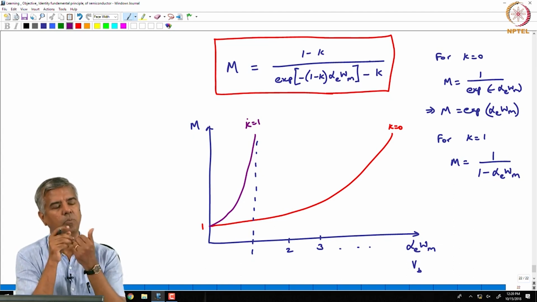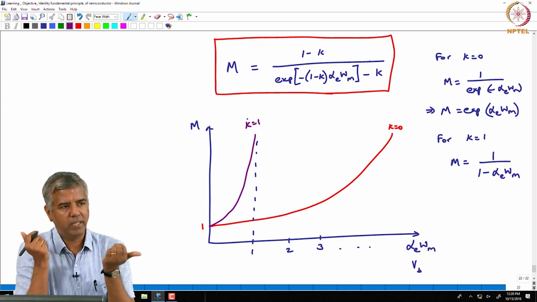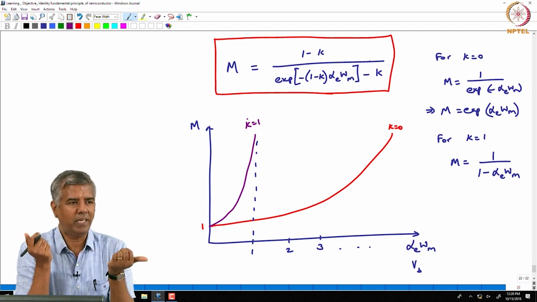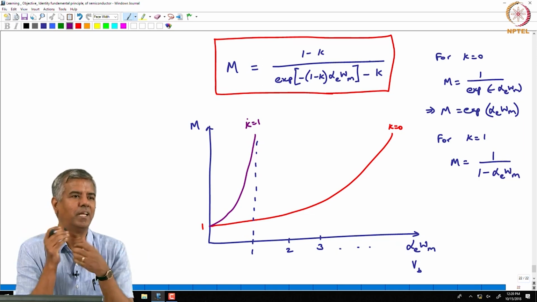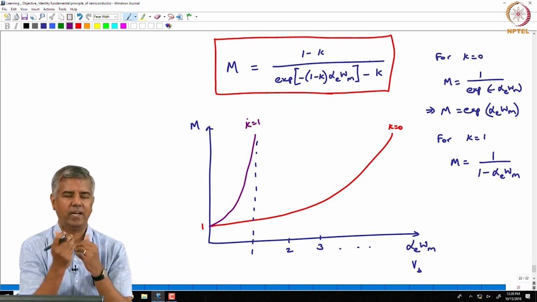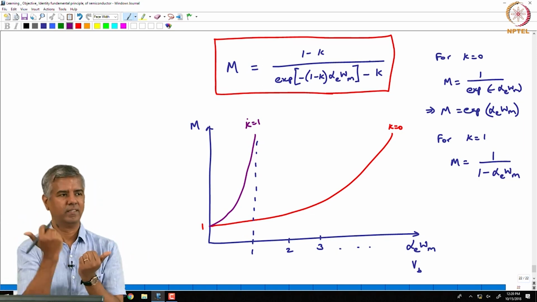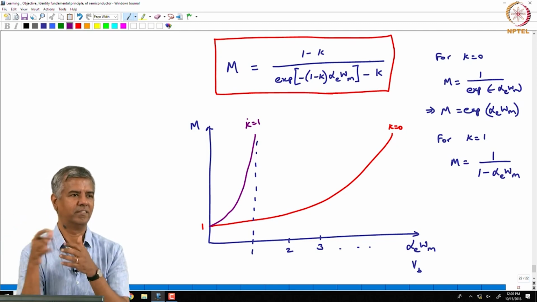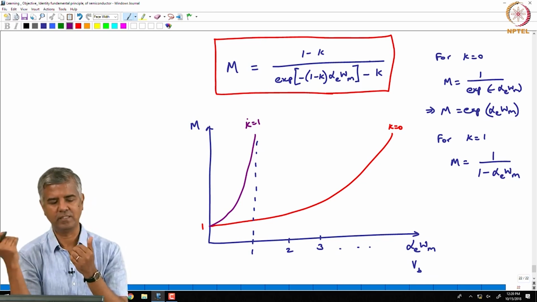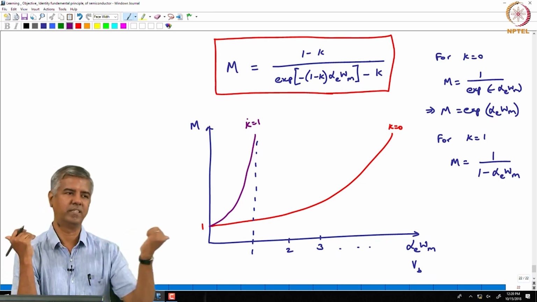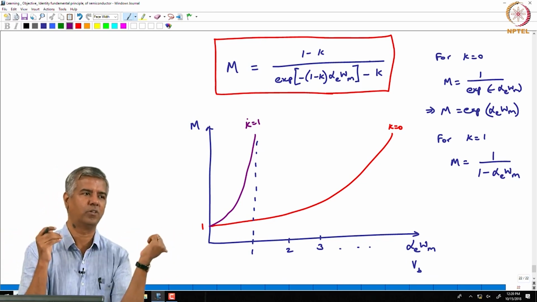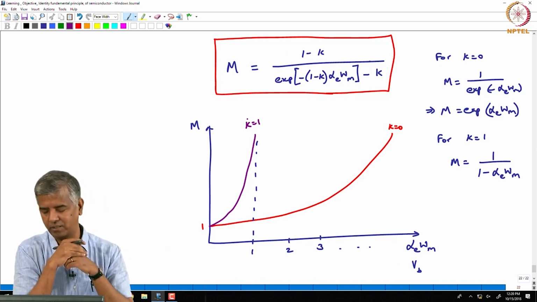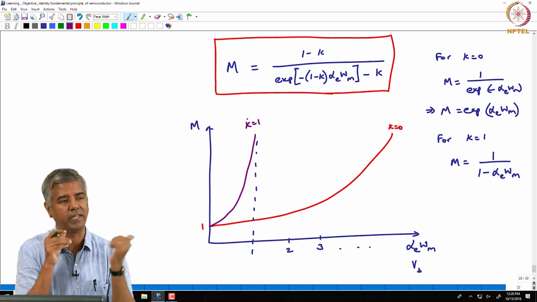So, both your electrons as well as your holes are equally capable of generating this avalanche. Okay. Electrons will keep drifting this way and creating havoc, creating this avalanche in this direction. Holes are actually drifting this way, and that is also creating a lot of secondary electron hole pairs. That is also creating avalanche.